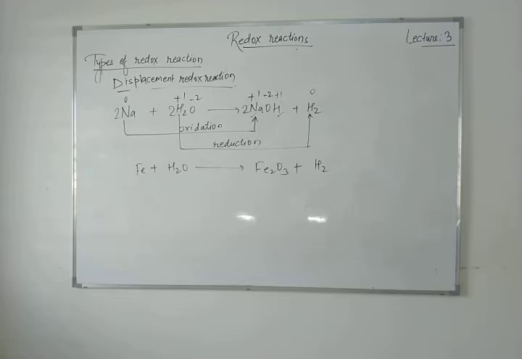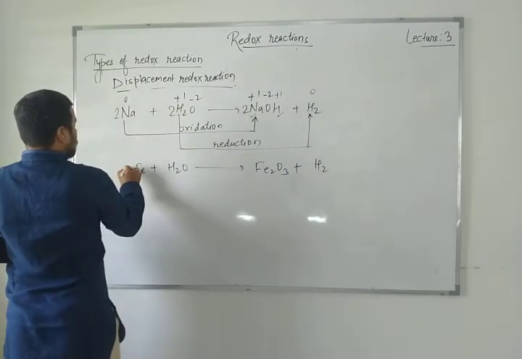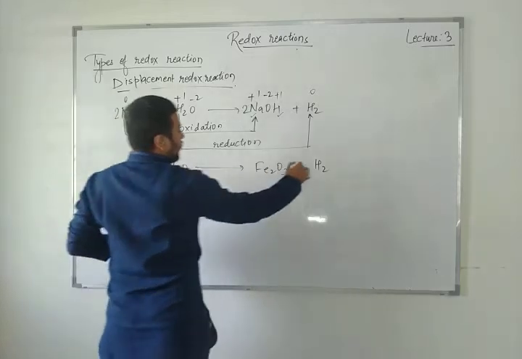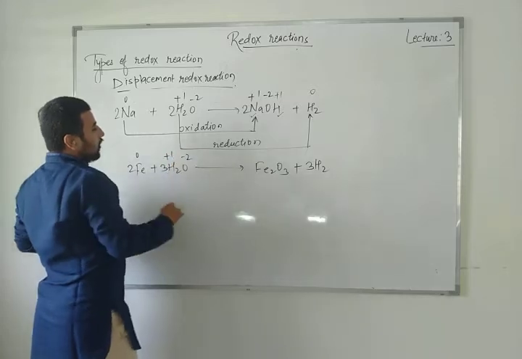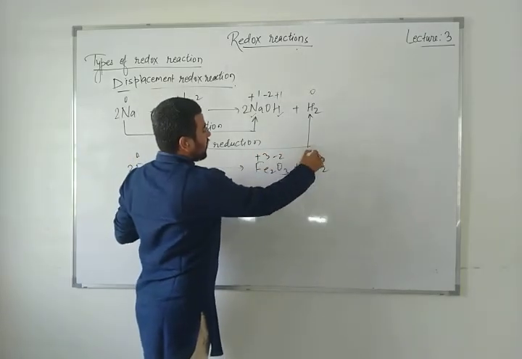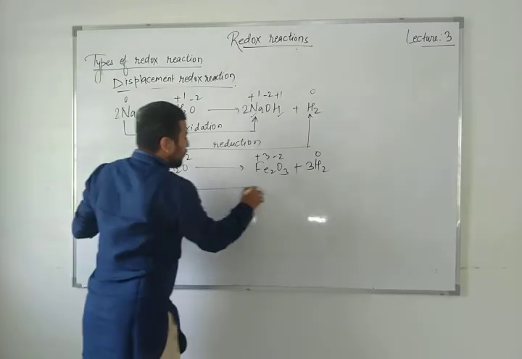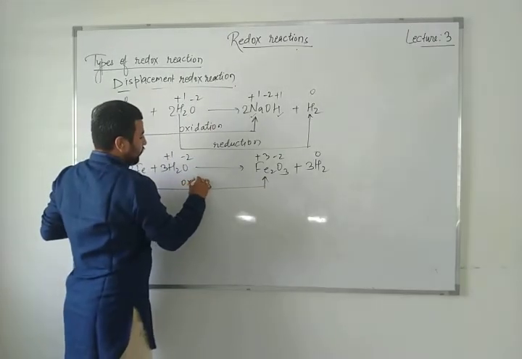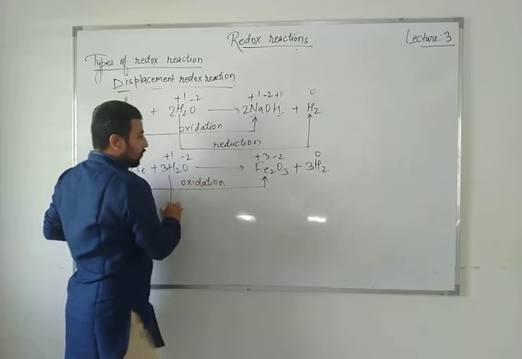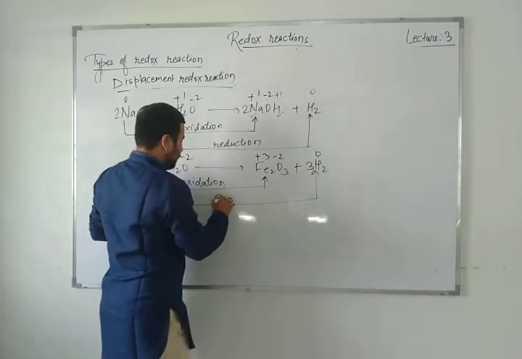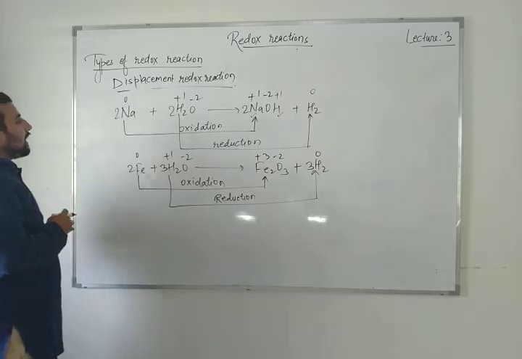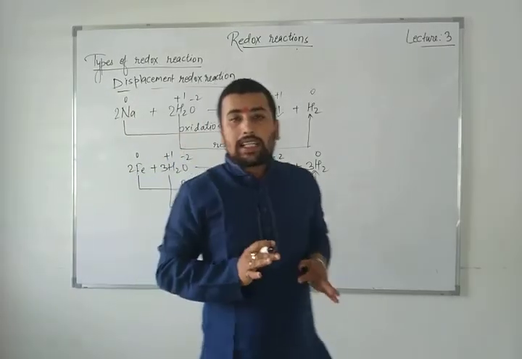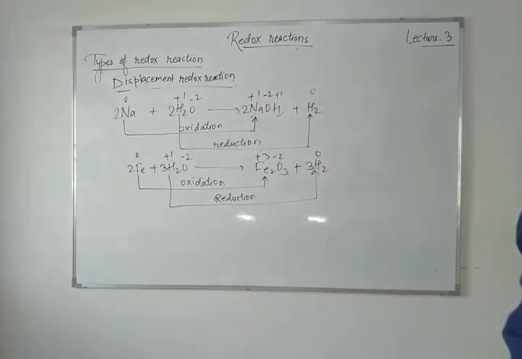What will you do? You will write 2 iron, because there are 2 iron here, and 3 oxygen is there, so 3 H2O, and here 3 H2, right? Now iron here is 0, hydrogen +1, oxygen -2. Here iron +3, oxygen -2, hydrogen 0. So from 0 to +3 is oxidation, and +1 to 0 is reduction. So can we say that this reaction is a redox reaction? Yes or no? Definitely we can say that this reaction is a non-metal displacement reaction, right?